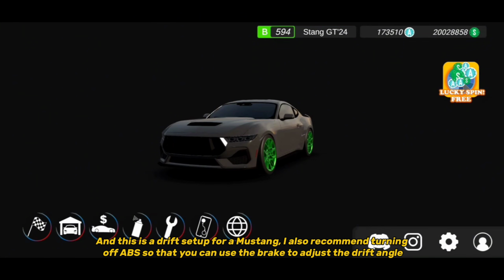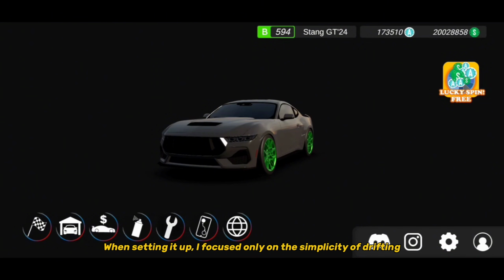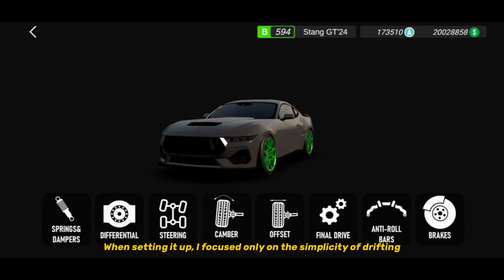And this is a drift setup for a Mustang. I also recommend turning off ABS so that you can use the brake to adjust the drift angle. When setting it up, I focused only on the simplicity of drifting.